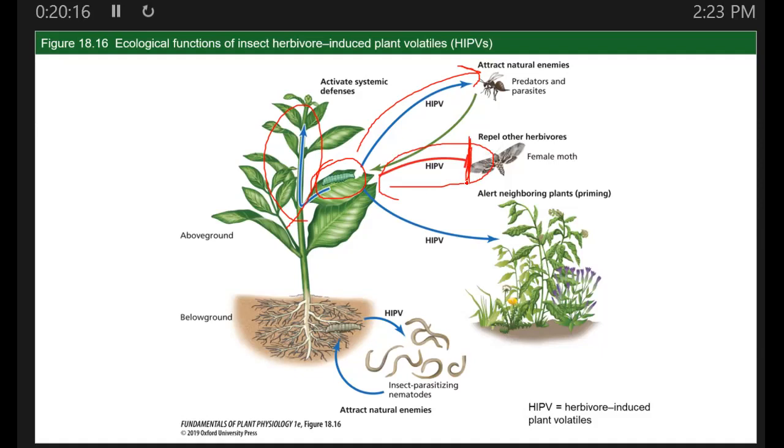And then this other idea down here is that you see volatiles being picked up by neighboring plants. The plant under attack is sending off volatiles to the neighboring plants. And those neighboring plants pick up on that and go, oh, my neighbor's getting attacked. I'm going to ramp up my defenses. And so you see neighboring plants starting to produce secondary metabolites and their defense systems for, in this case, that caterpillar, even though they're not yet under attack.